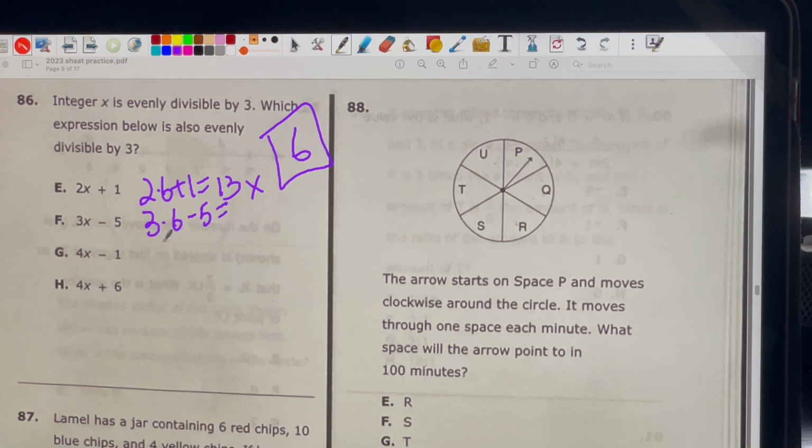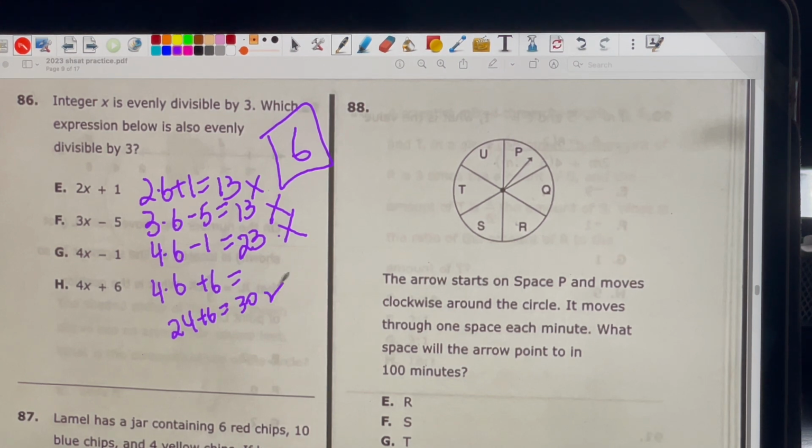3 times 6 minus 5. 3 times 6 is 18, minus 5, we get 13. Is that divisible by 3? No. Next, 4 times 6 minus 1. 4 times 6 is 24, minus 1 is 23. Is that divisible by 3? No, it's not. And finally, the last one, 4 times 6 plus 6. Well, 4 times 6 is 24, plus 6 is 30. Is that divisible by 3? Yes. So 86 is H.